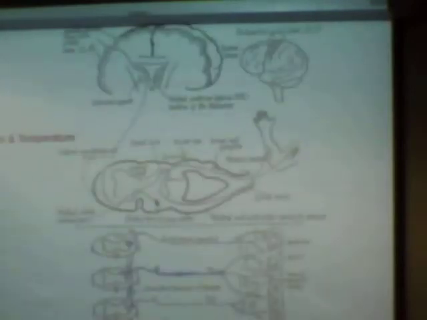Alright, any questions? The spinal cord is a very clever thing. Okay? And we use that in our gait. I know that. Okay, let's look.